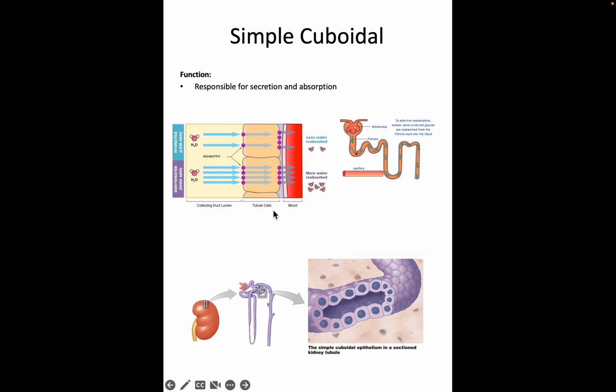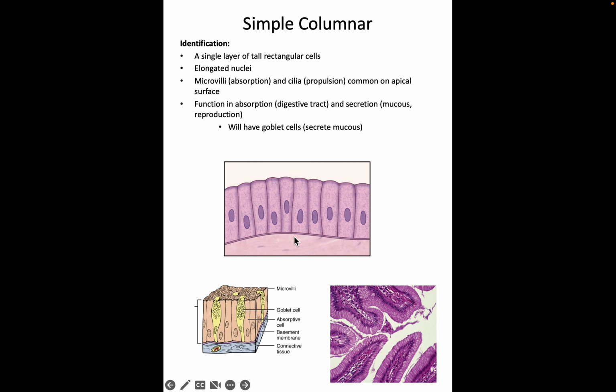So here you can see absorption and secretion. This is a good example of what we're seeing in the kidney tubule cells, right? So here's a roughly cube-shaped cell, and here we have water coming through, so it's being reabsorbed from here back into the blood. Okay, so this is a really good example of simple cuboidal, right?